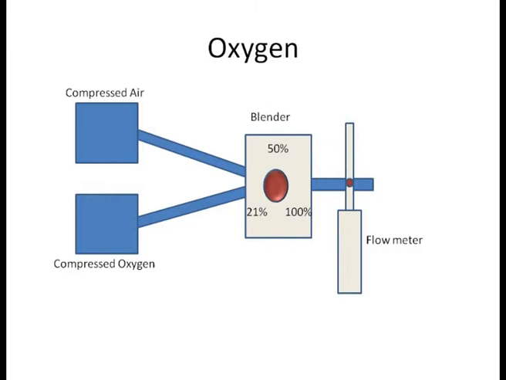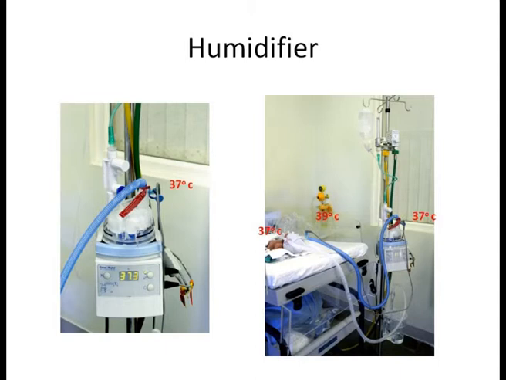So a flow meter would decide the quantity of gas which is going into the circuit, and the blender would help us in deciding the quality of gas which is going to the patient. Now the third component of a CPAP machine is a humidifier, and here you can see a servo controlled humidifier. Now this humidification works on warming the gases using a water bath.